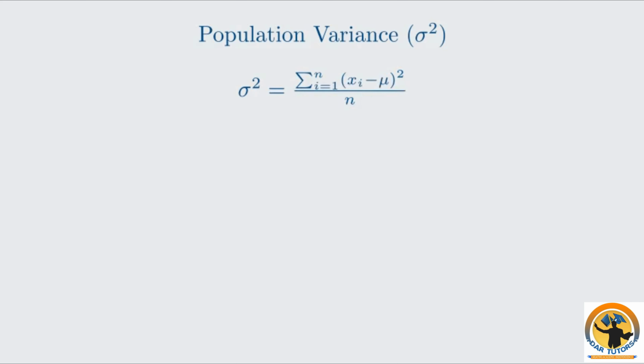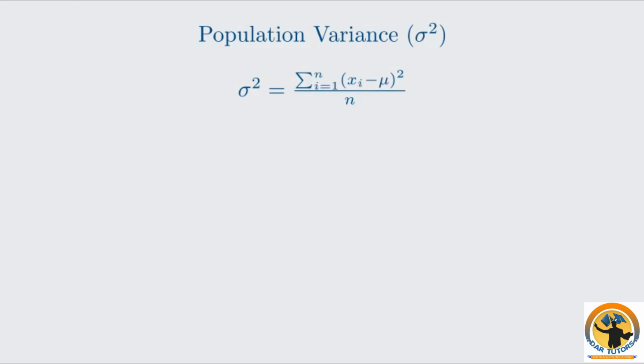Our first objective is to define and calculate the variance and standard deviation for an entire population. The population variance, denoted by sigma squared, is a measure of how much the data values in a population deviate, on average, from the population mean, mu. Here's the formula. Let's break it down.